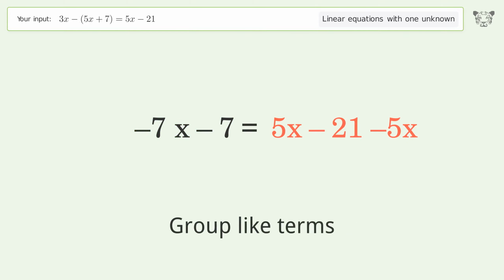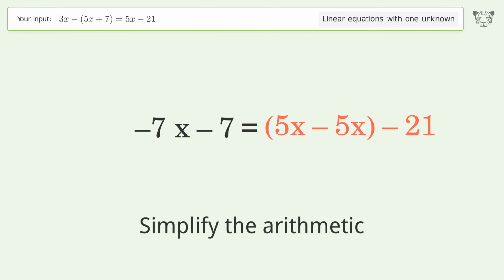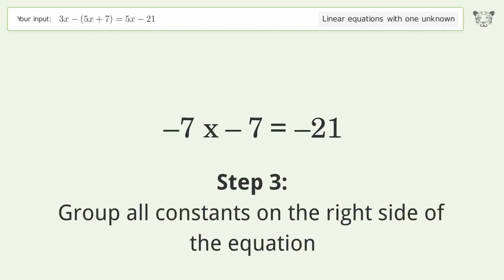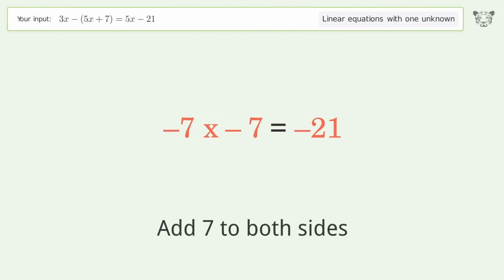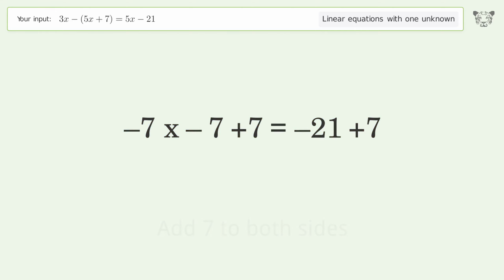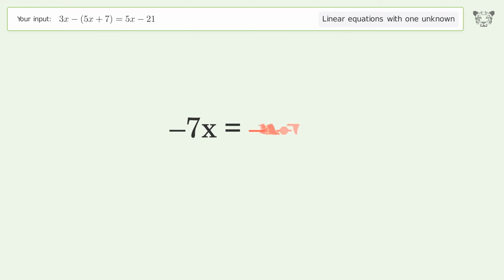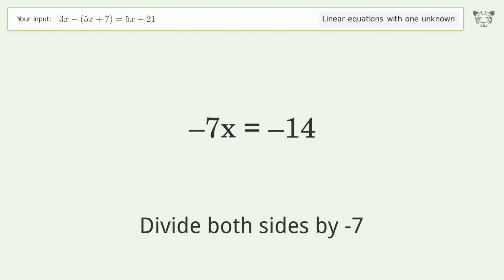Group like terms. Simplify the arithmetic. Group all constants on the right side of the equation. Add 7 to both sides. Simplify the arithmetic. Isolate the x. Divide both sides by -7.